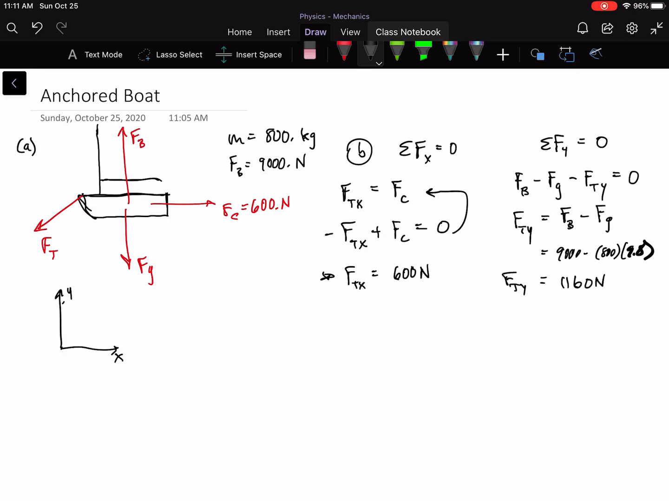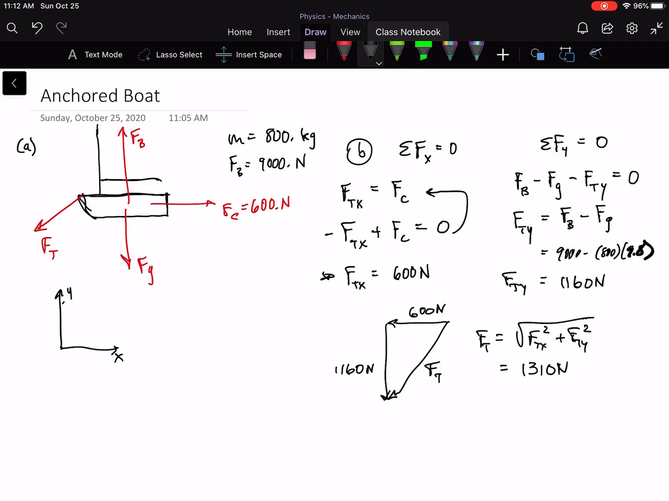And now that you have the X and Y components of the tension, right, you have this and you have this. So this is 1,160 newtons, the Y component, and this is 600 newtons in magnitude to the left. And so we want this, though. We want the full vector, magnitude and direction. And so we can take this, square the components, right? So the square root of F_TX squared plus F_TY squared. If we do that for this situation, you should get about 1,300 newtons. I'll keep 3 decimal places.